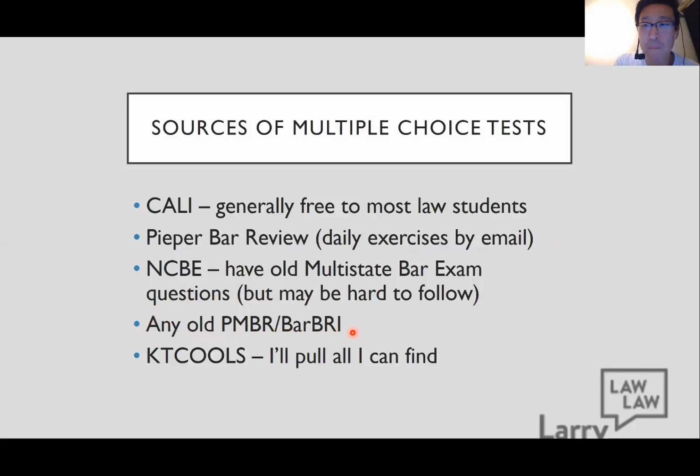There's PMBR and Barbri. If you can get a hold of multiple choice materials, sometimes they're available from recent graduates selling them for beer money. And come back and check on the site. I'm going to begin to pull all of these I can find. This is a relatively recent development, at least in terms of a lot of people asking me for them quite recently. So I will do what I can to pull them aside. Okay.